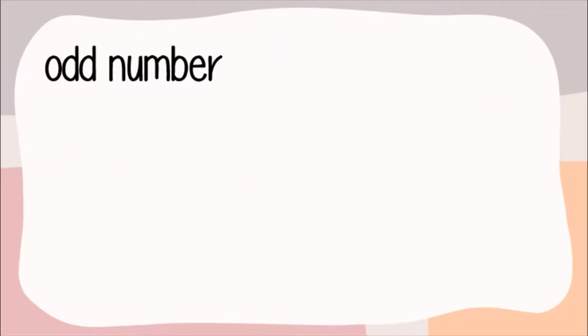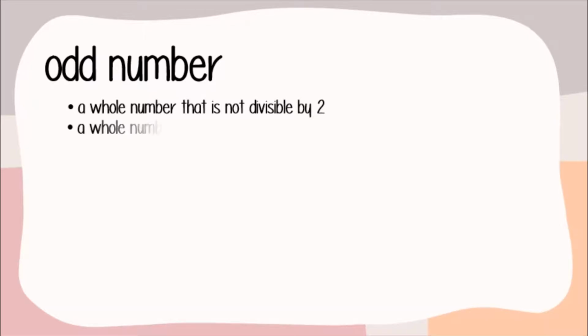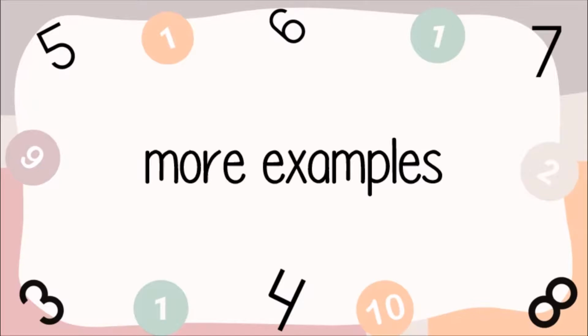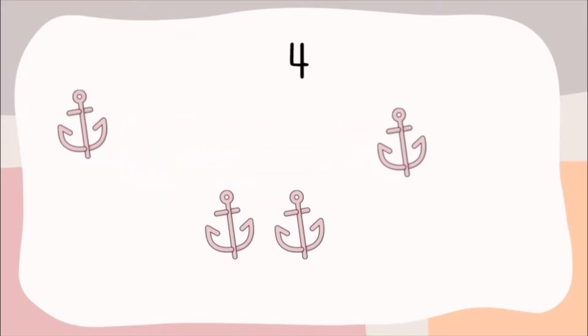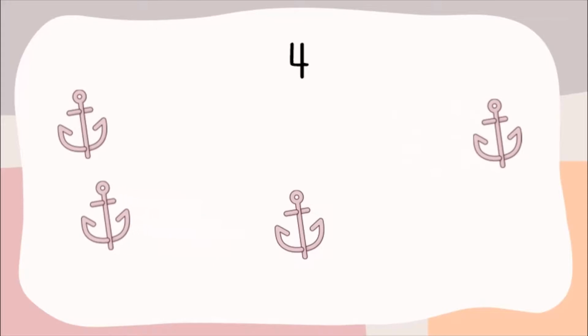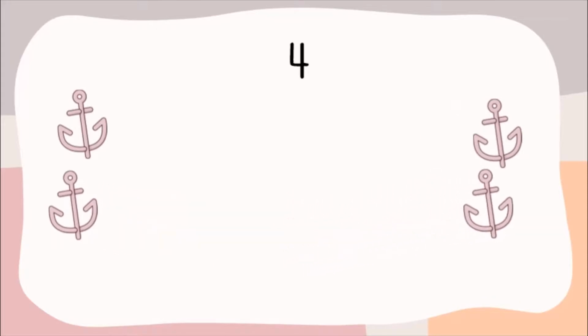An odd number is a whole number that is not divisible by 2, or it is a whole number that is not even. Let's try some more. Let's try the number 4. 4 anchors can be grouped into 2 equal groups. No odd one out. 4 is even.